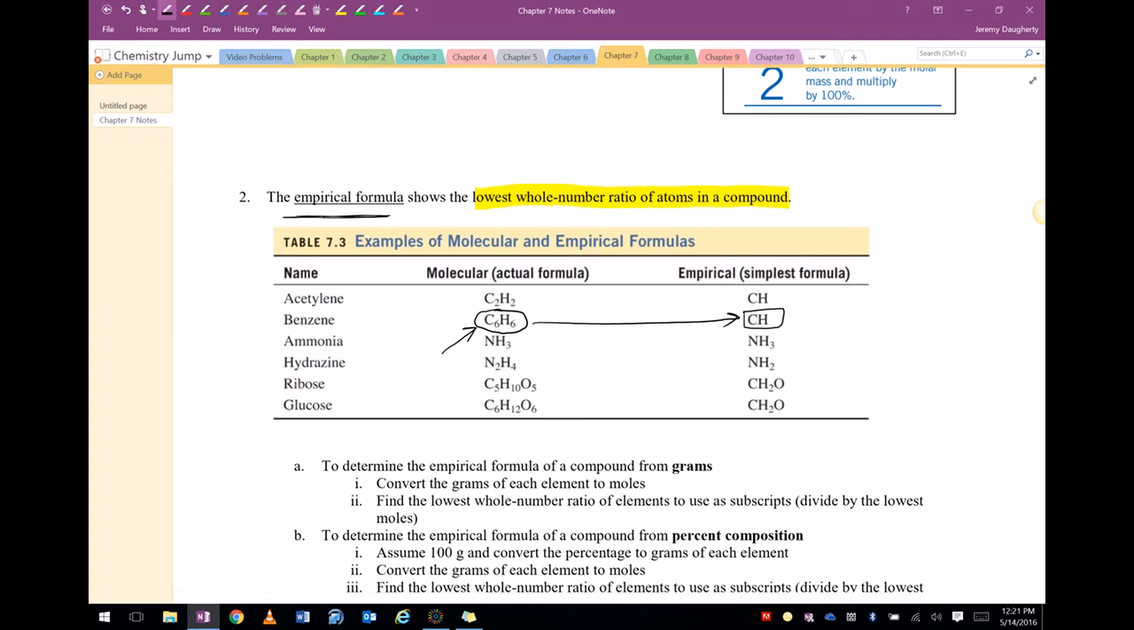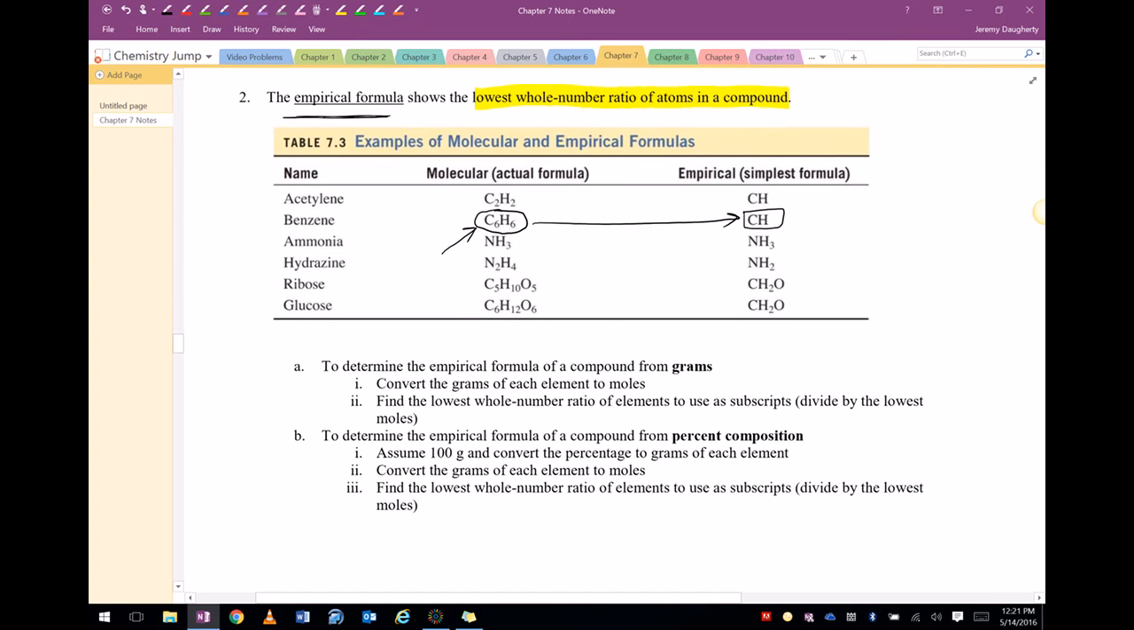Now, there are 2 different ways to figure out the empirical formula, but what's important here is to know what this formula shows you. This formula, CH, shows you that there is 1 mole of carbon for every 1 mole of hydrogen. Now compare that with NH3. NH3 shows you that there's 1 mole of nitrogen for every 3 moles of hydrogen. So it's a mole to mole ratio. If we want to figure out the empirical formula of something, eventually we have to get it into a mole ratio.